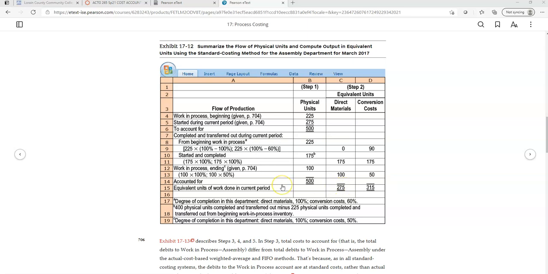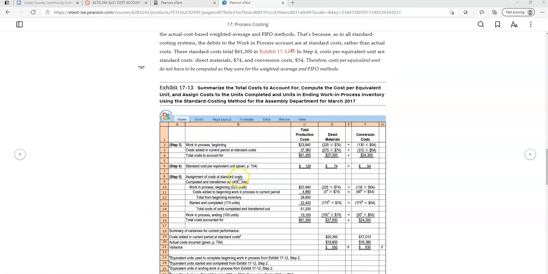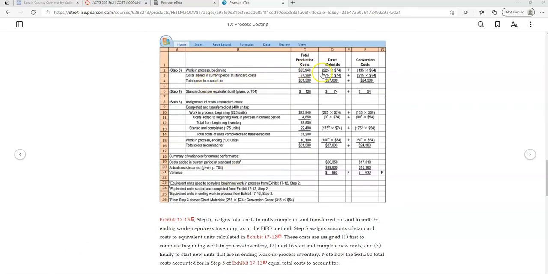Now, let's take a look here. In step 3, we are going to value our beginning inventory by our standard cost. Remember, our standard cost is $74, and we know that it did not change because the book told us. So standard cost for direct materials, $74. Standard cost for conversion costs, $54. So we're going to value our beginning work in process inventory using those standard costs. And then we're going to add in costs added in the current period at standard cost rates. So in other words, the costs added in during the period, $275 times $74 per unit for direct materials and $54 per unit for conversion costs. Where are we getting these numbers here for costs added in during the current period?